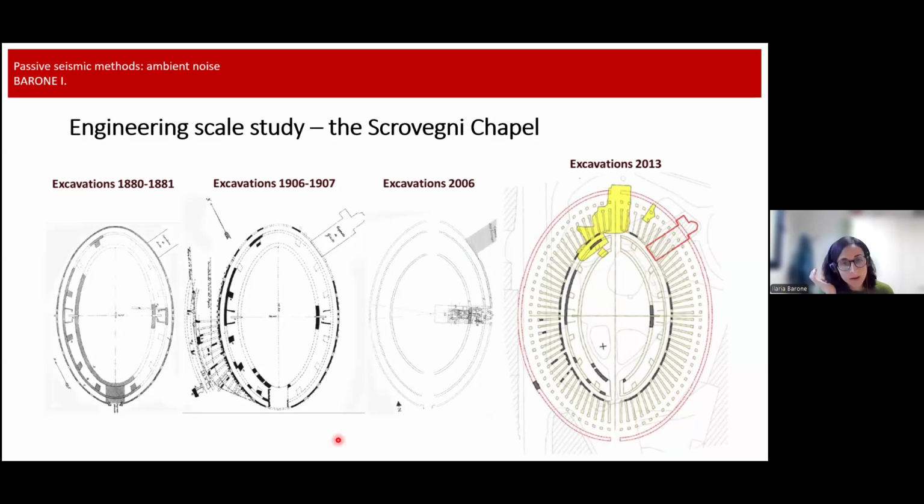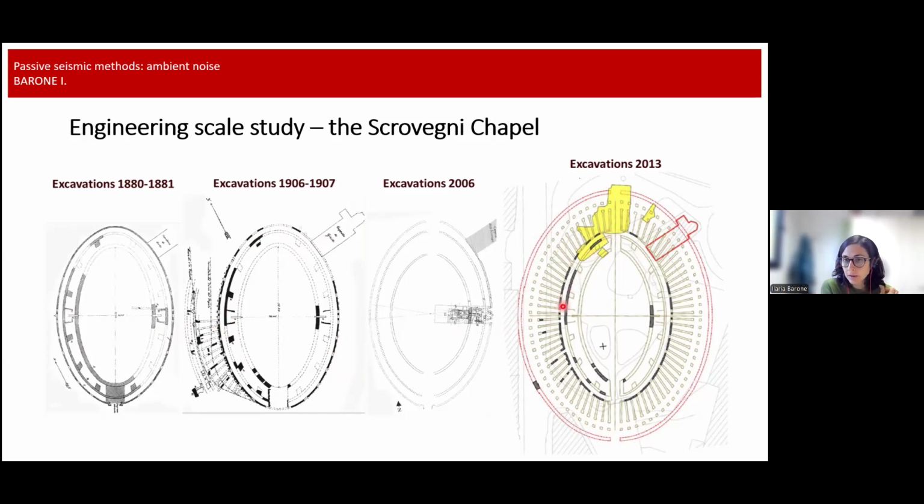So these are maps that show you all the archaeological excavation phases. This is the chapel. This is again the Roman amphitheater. So in gray and in black, you see all the remains that have been brought to light in the different excavation phases. And here, this is the palace, a palace that was actually originally adjacent to the chapel.